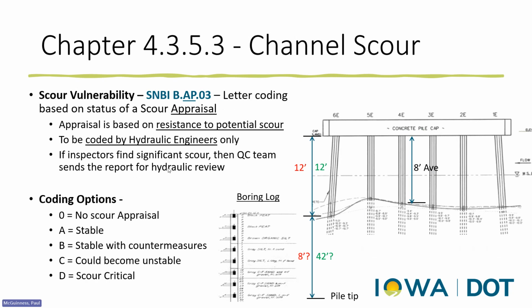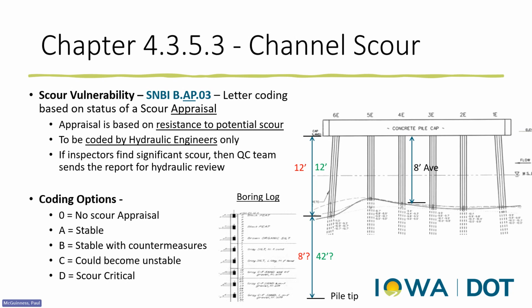Exactly. So here is what I was talking about, the scour vulnerability, which is an appraisal item 03. So it's AP. When you see AP, that stands for appraisal. And so this is based on the bridge's resistance to scour, which requires plans, maybe even boring logs, hydraulic engineer. As inspectors, you wouldn't rate this, but if you see a lot of observed scour, then it's more important to get a hydraulic analysis to get a proper 0 to 9 coding on this item.